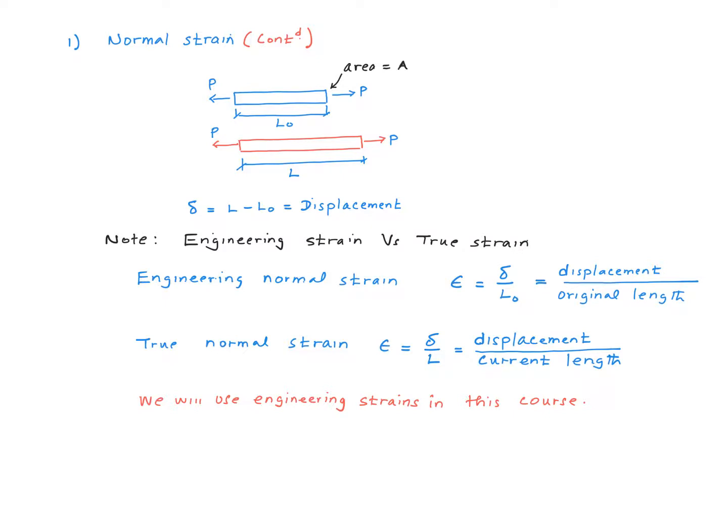So if you use the current length in the definition of the strain, this is called the true strain. But in most cases, even the maximum displacement is very small compared to the original length of the specimen. So in that case, it doesn't matter which definition you use to calculate the strain, you'll end up with almost the same values. And of course, if you have a highly deformable material like rubber, then the displacement can be very large compared to the original length of the specimen, and then the two definitions will lead to completely different results. But in this course, to keep things simple, we will use the definition of the engineering strain.